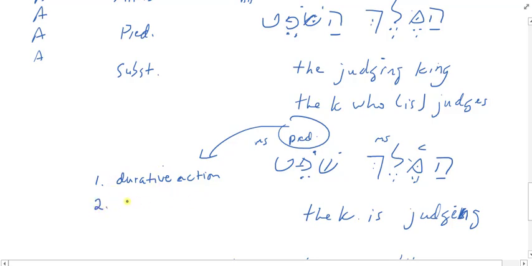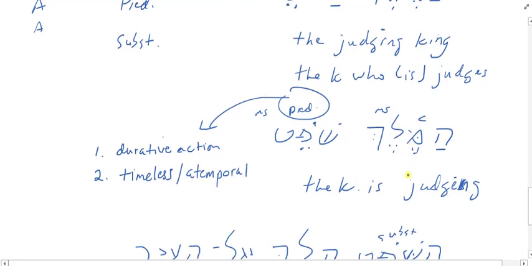Secondly, it is timeless or atemporal. What does that mean? It means that the participle does not have any inherent tense value. So if I say Hamelech Shofet, I could translate that as the king is judging. I could translate it as the king was judging, or the king will be judging. Okay? Those are all possible. So there is no inherent tense value when you use participles. You have to get that from the context.